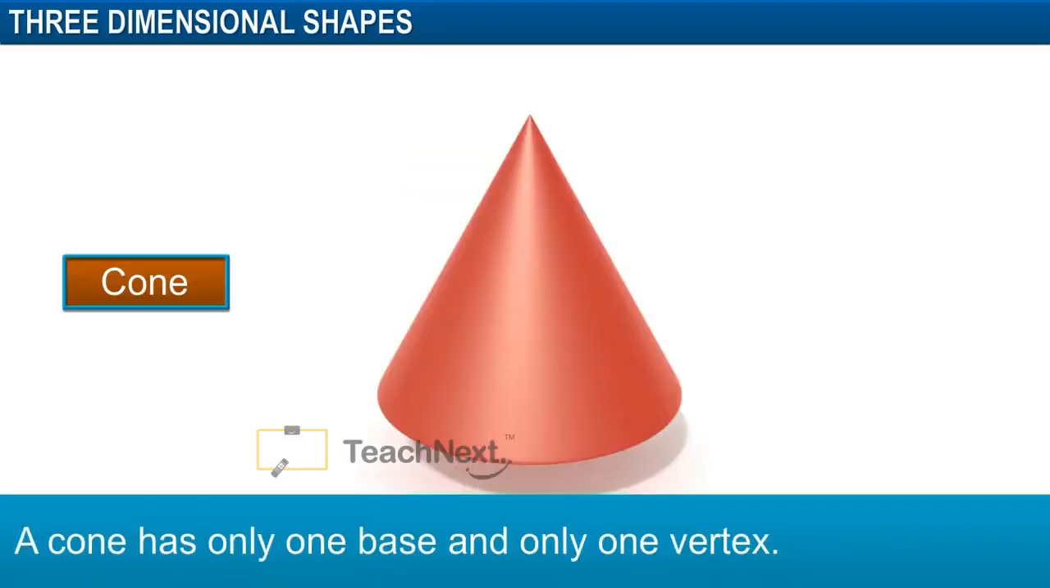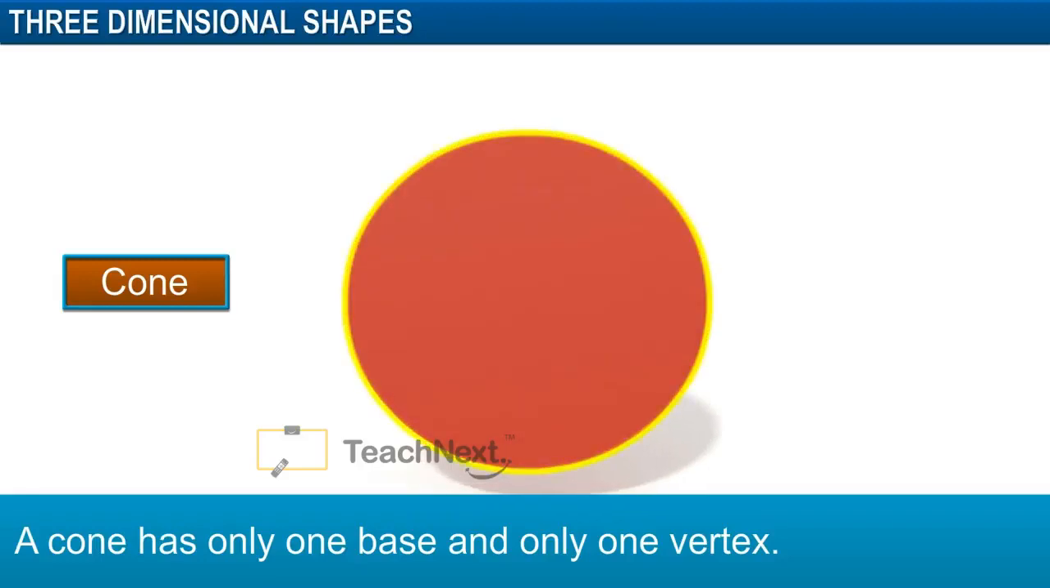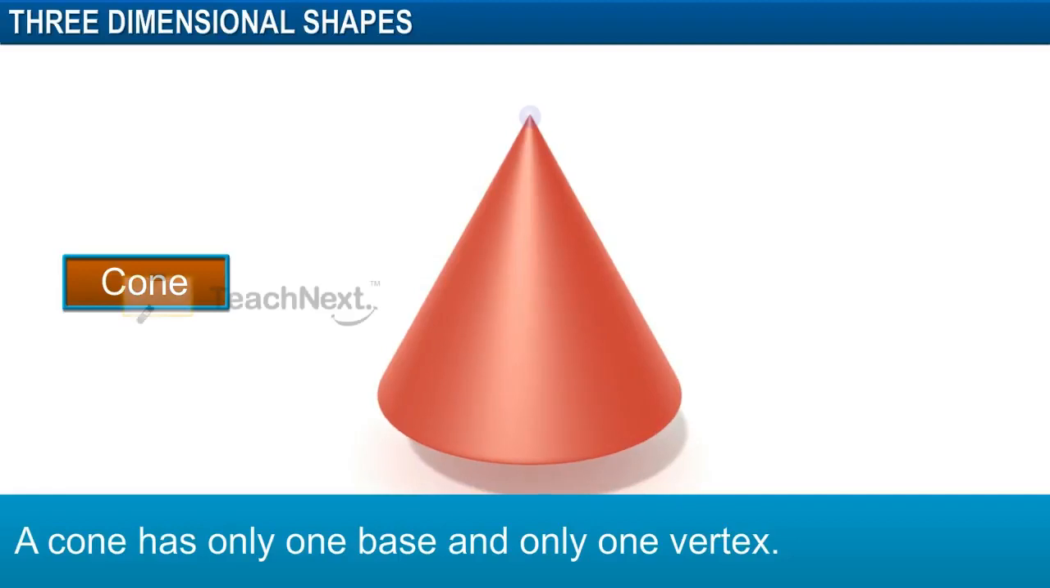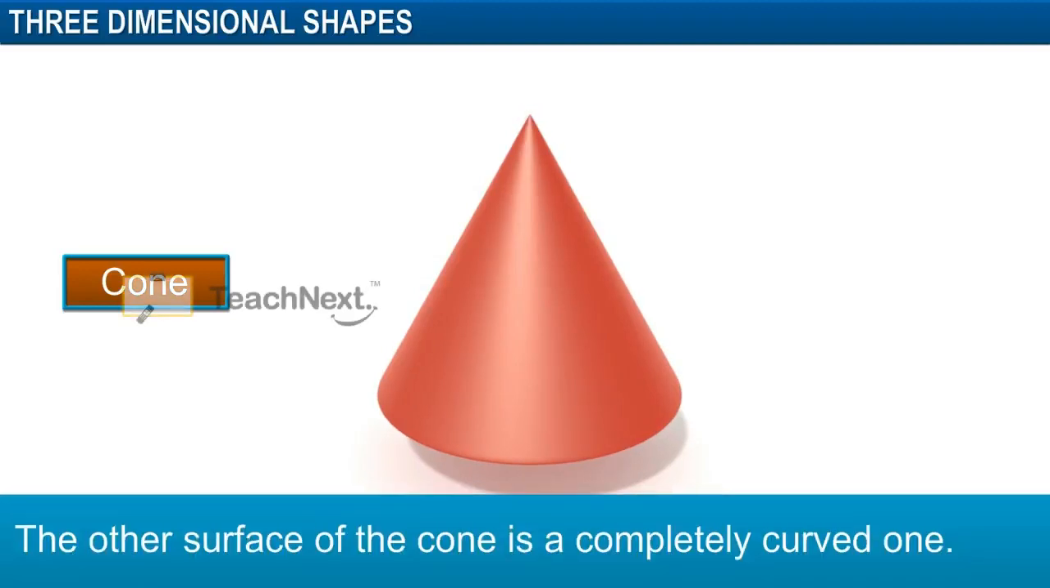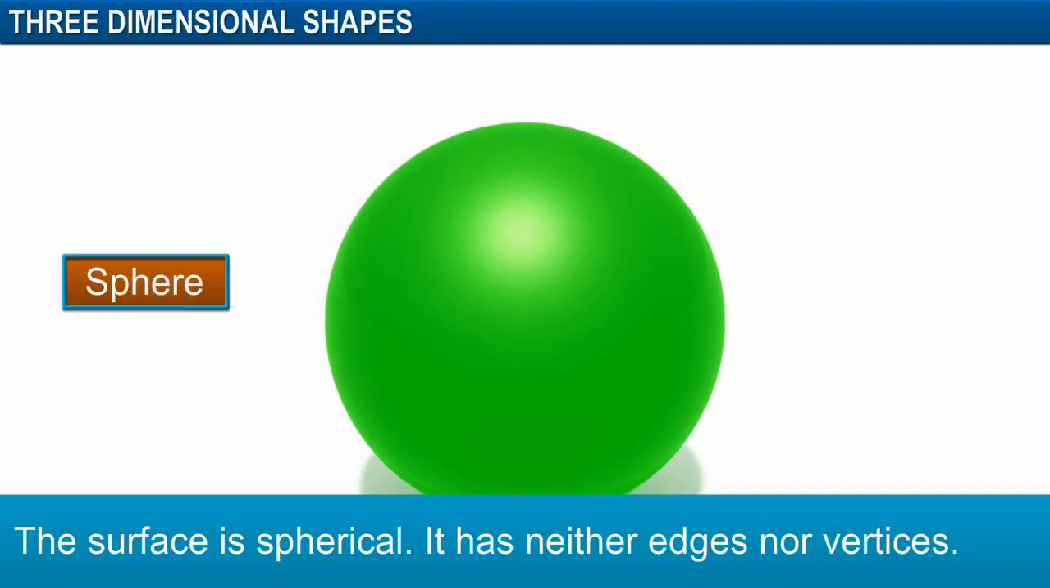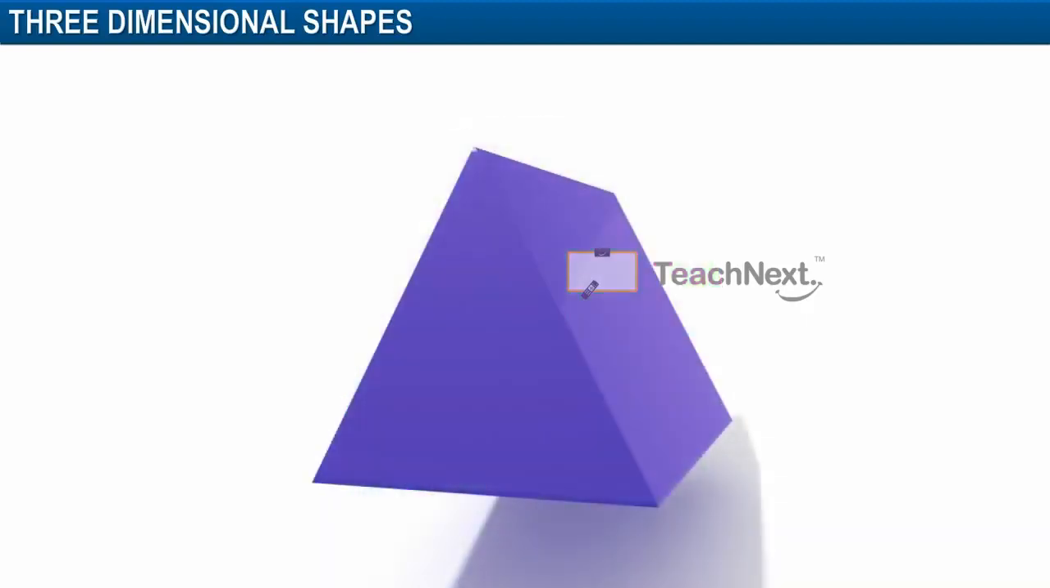Next, we will observe the cone. A cone has only 1 base and only 1 vertex. The other surface is a completely curved one. If we observe the sphere, the surface is spherical. It has neither edges nor vertices.